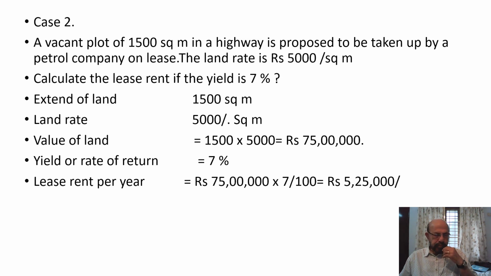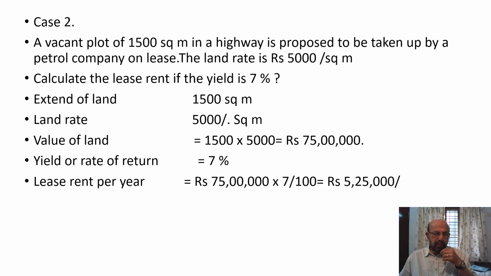Case 2. A vacant plot of 1,500 square meter on a highway is proposed to be taken up by a petrol company on lease. The land rate is rupees 5,000 per square meter. Calculate the lease rent if the yield is 7%.